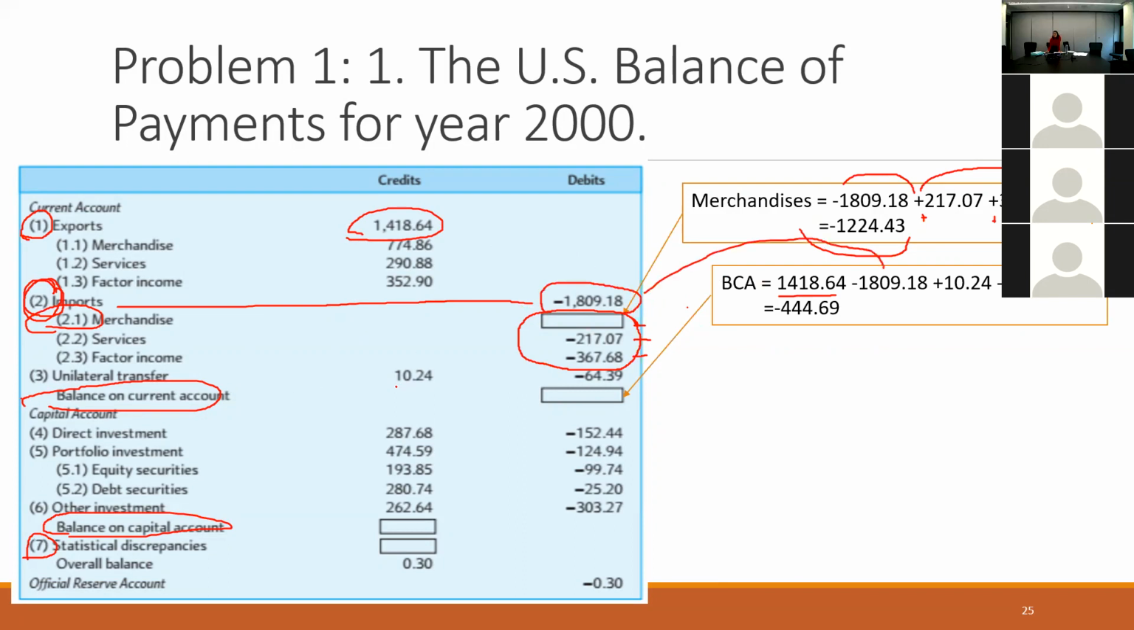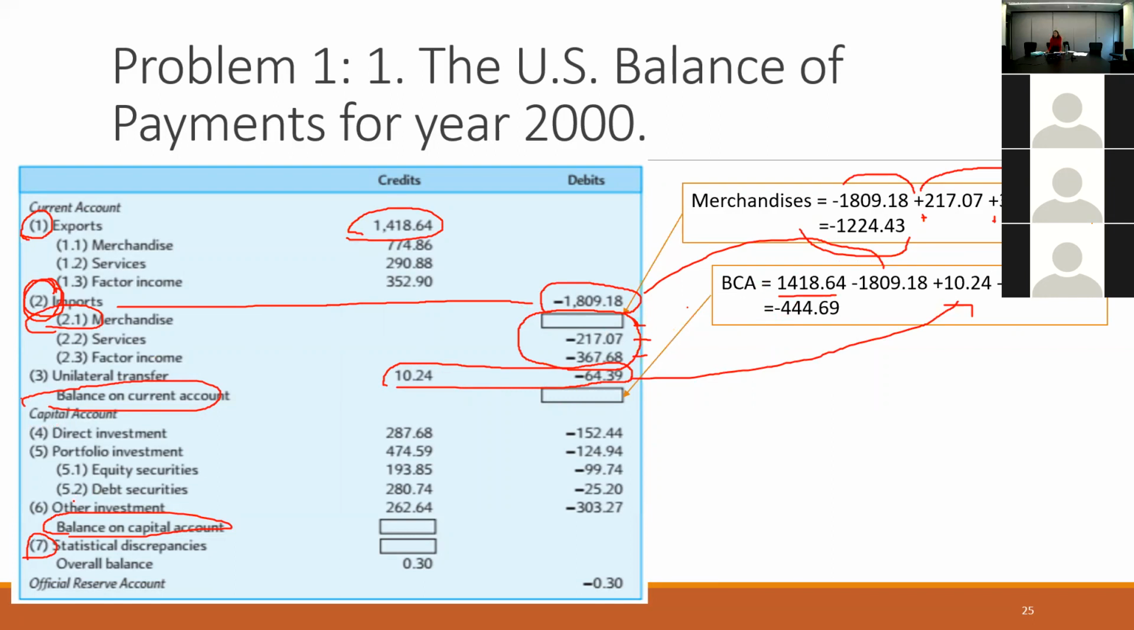With unilateral transfers, it will be the sum of these two numbers here. So if we sum all these numbers up, we'll find that the current account for the US in 2000 was a negative 444 something, right, billion. So in this case, the US has a trade deficit in 2000 of about $444 billion, okay?